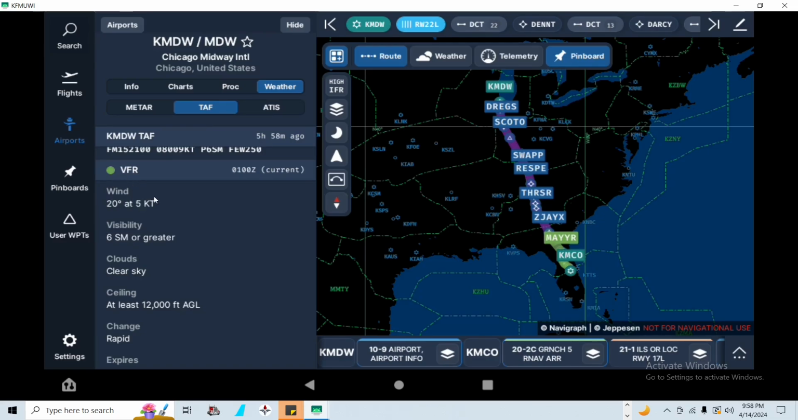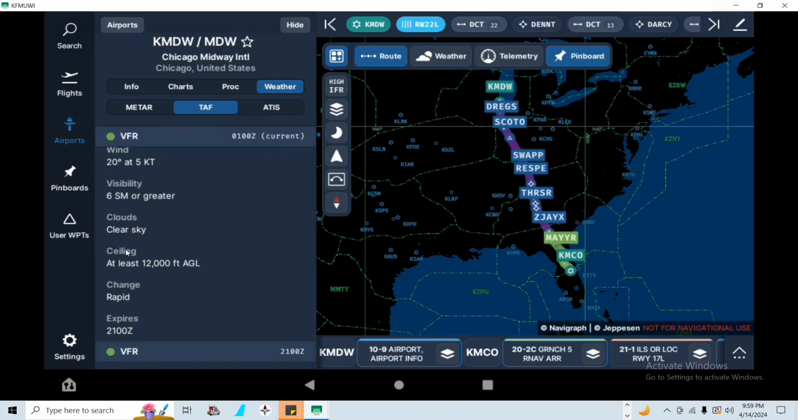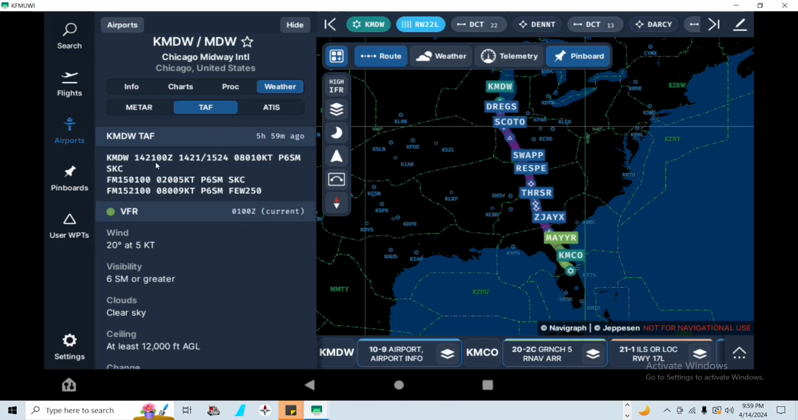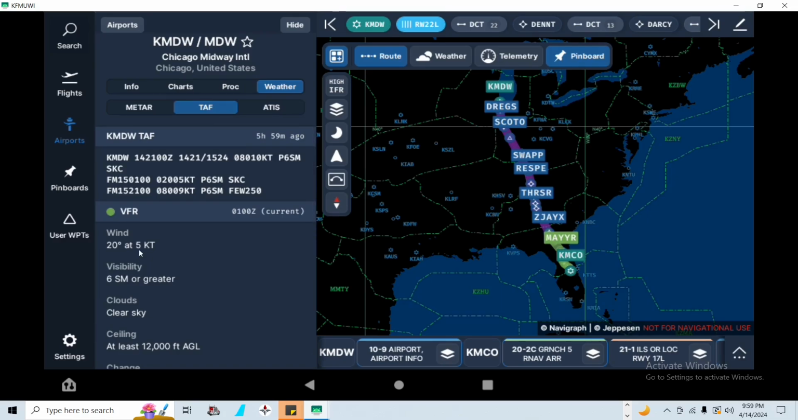But if you go down here, it'll break everything down for you instead of having to read this TAF raw. It'll give you your winds, your visibility, your clouds, your ceiling, your change, which you see it says rapid. And if you go back up here and look at your times, and over the other hours here, you'll see that the weather is changing rapidly there. And then it gives you your expire time, which if you go back up here, the last one is at 2100 on the 15th.